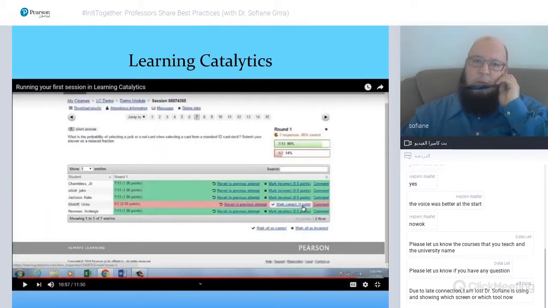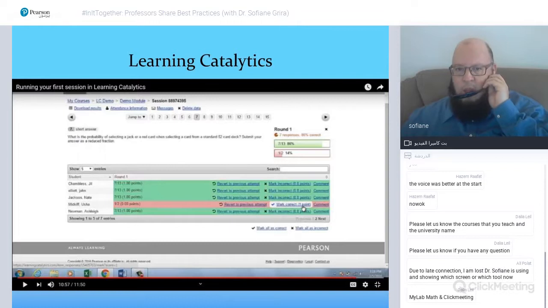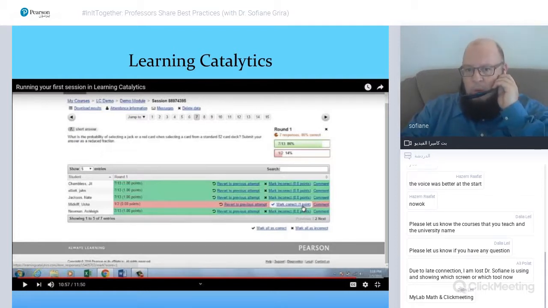Now, another feature which is also very helpful, especially for those teaching online, is called Learning Catalytics. You have a bank of questions. It's a Pearson question bank, and it also comes from the community. All the instructors who are using MyLabPlus share their questions, and you will find them in the list in the bank here.